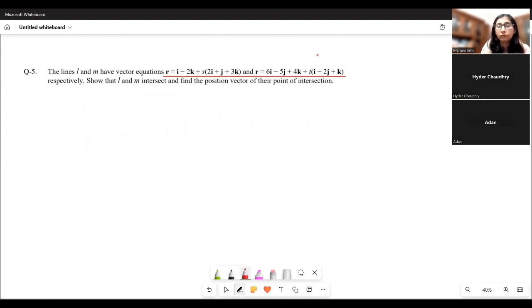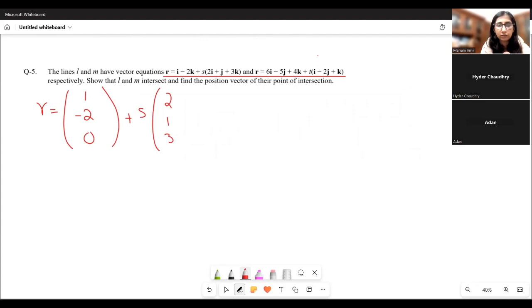Okay, so we have to show that the two lines intersect and then we have to find the point of intersection. So the first line can be written as r equals (1, -2, 0) plus s(2, 1, 3). And the other one is r equals (6, -5, 4) plus t(1, -2, 1).